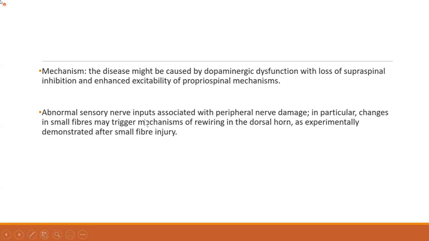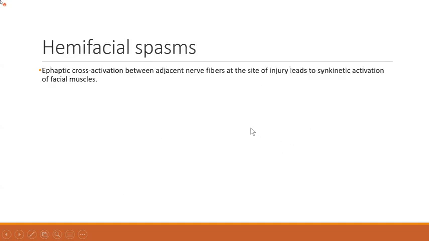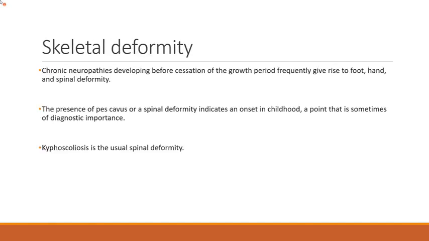Again, the abnormal sensory input from the peripheral nerve damage changes the trigger mechanism and causes rewiring of the dorsal horn. We talked about that during pain, that the dorsal horn is rewired and there is loss of supraspinal inhibition, leading to restless leg syndrome. Again, hemifacial spasm, we have all seen, is due to ephaptic cross activation between adjacent nerve fibers, leading to synkinetic activation of facial muscles.